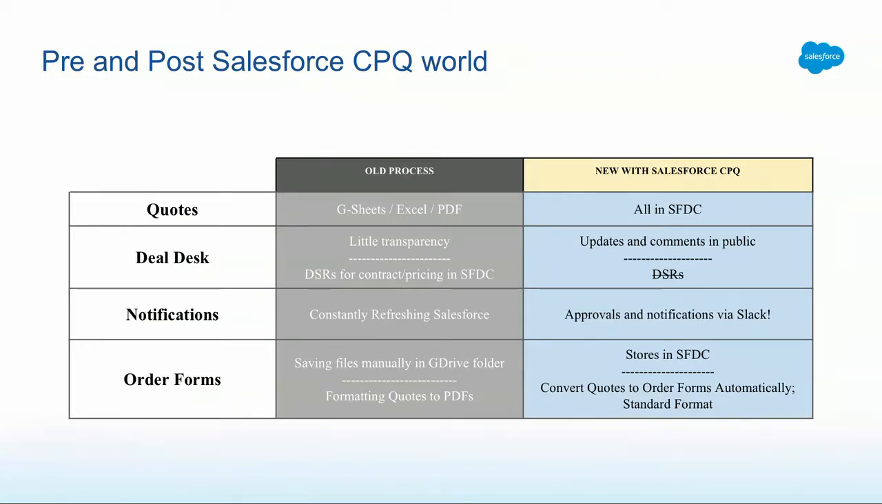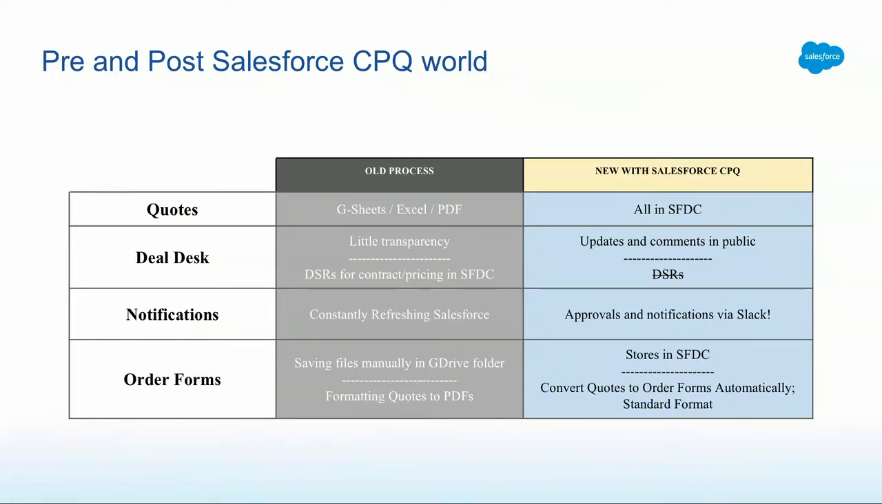A lot of you can relate to this. And this is also something we experience in our pre and post CPQ world. If you see to the left, the old process in the quotes process was that we had to do it in G Sheets, Excel. The deal desk process had little transparency. AEs did not have views as to what's going on with their deal.